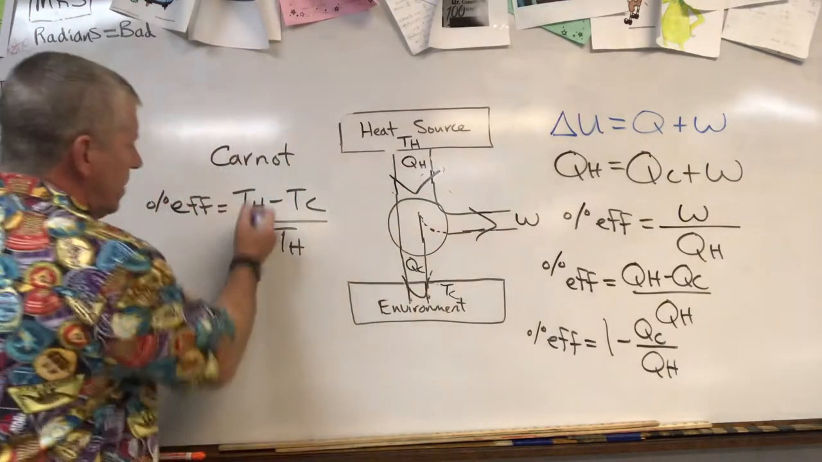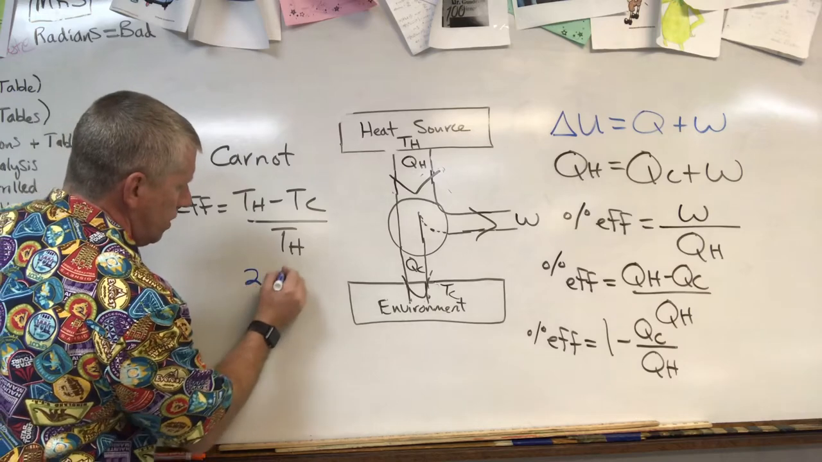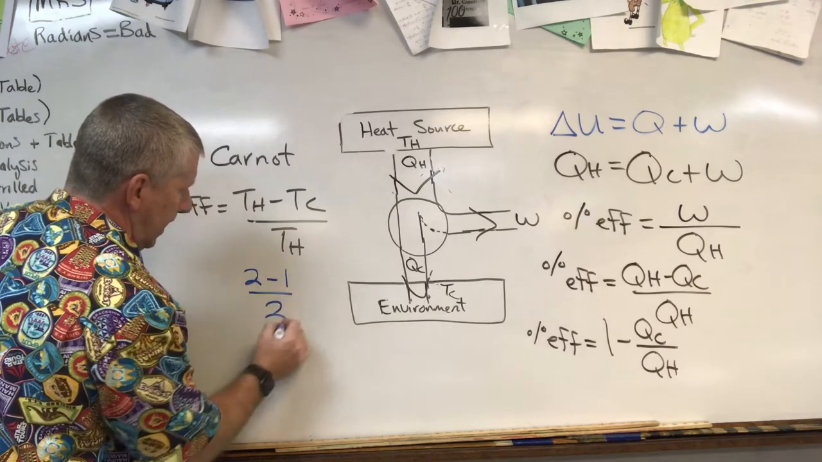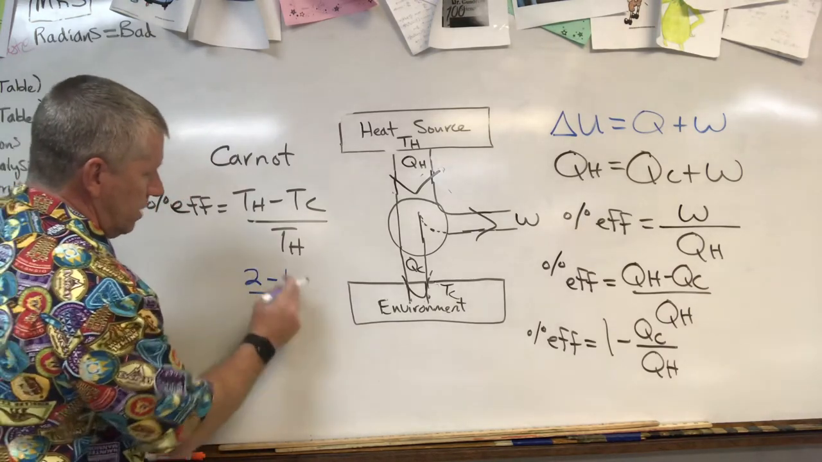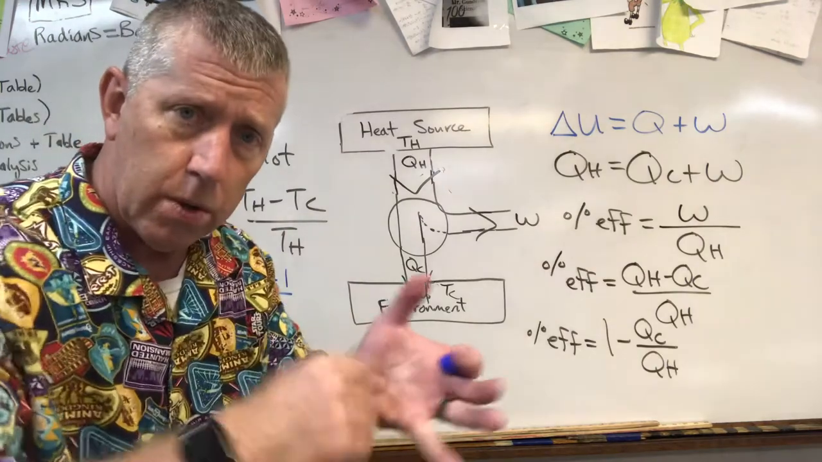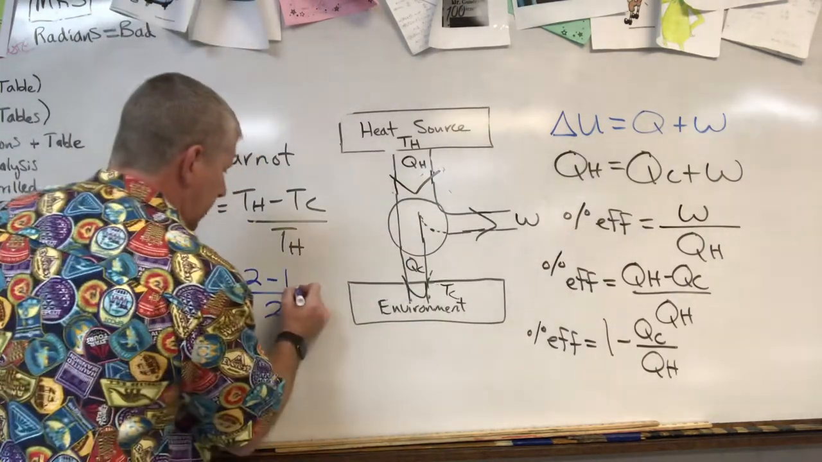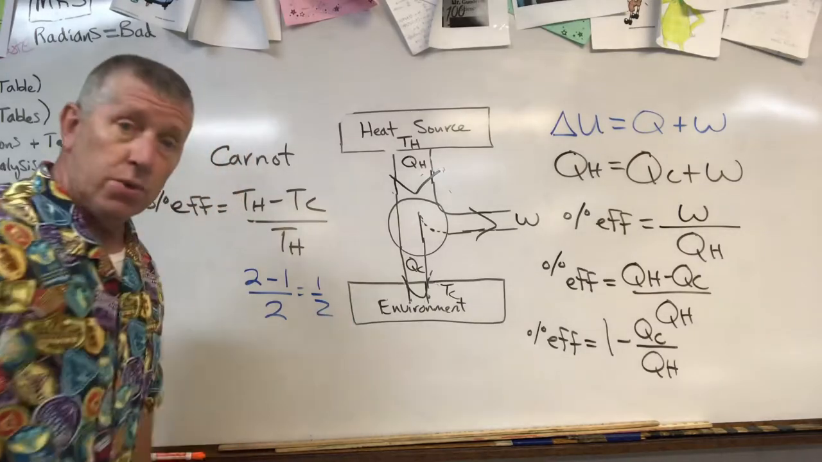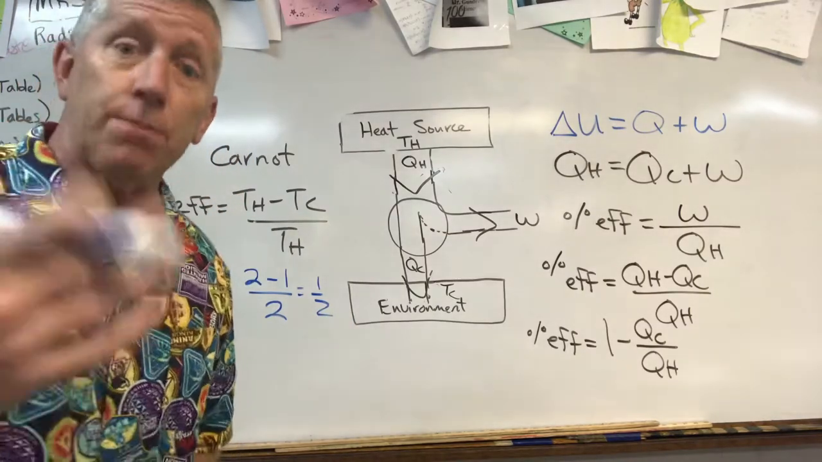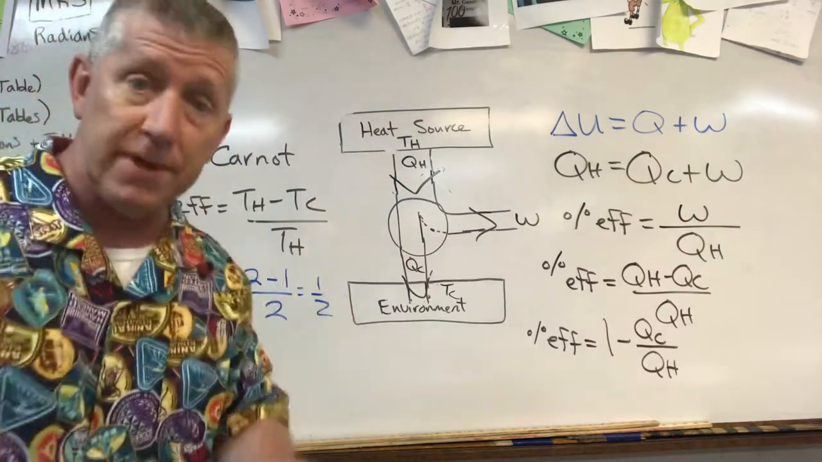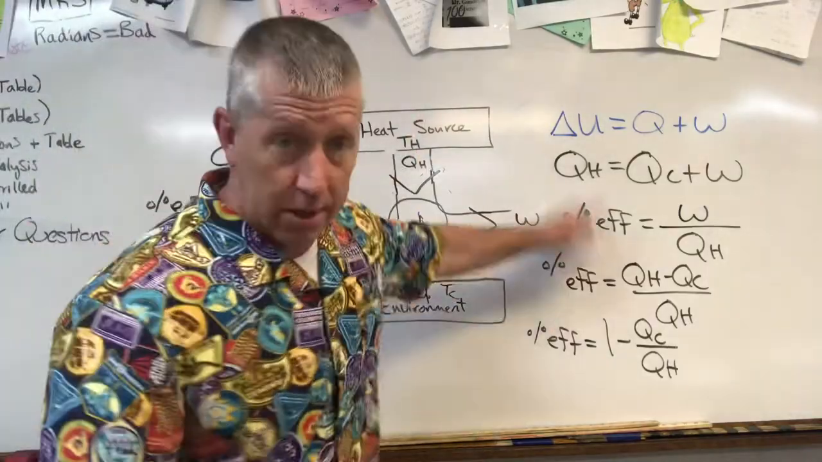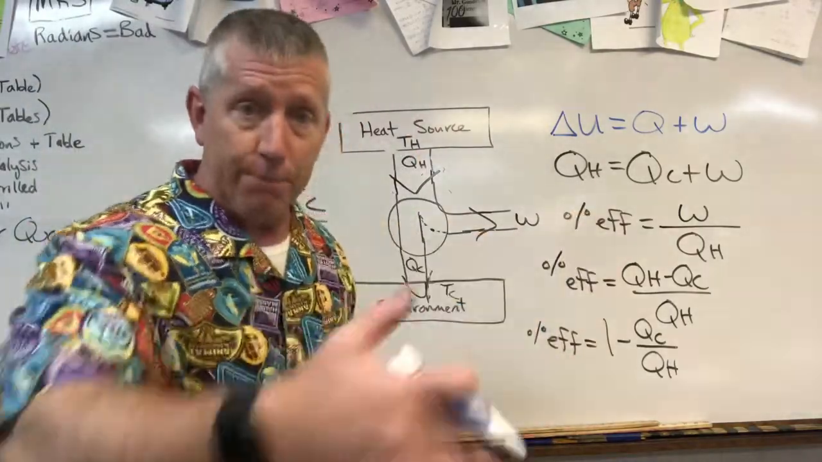Watch this. Let's say the high temperature is 2, the low temperature is 1. So, 2 minus 1 equals 1, divided by 2 is 1 half. Your efficiency would be 1 half or 50%. We could put that in decimal form, then to get a percent, multiply by 100. Multiply any of these by 100 to get a percentage.